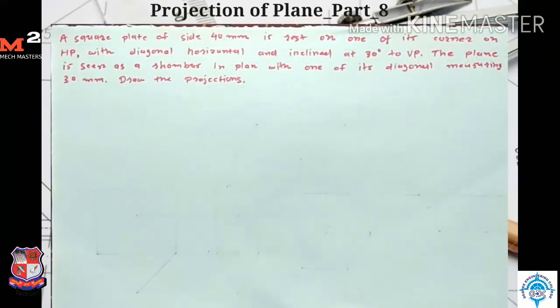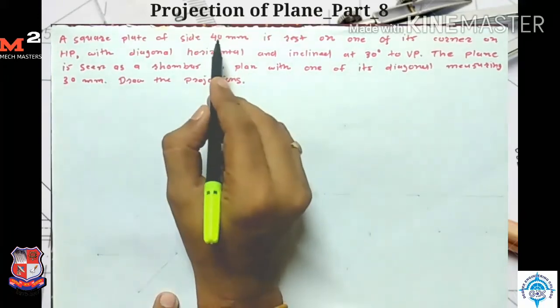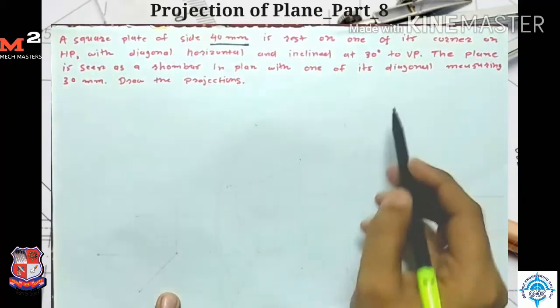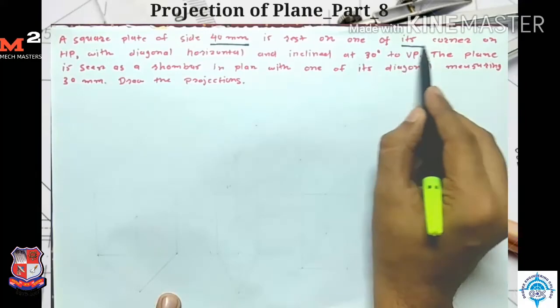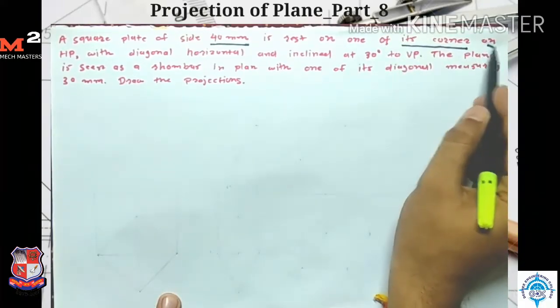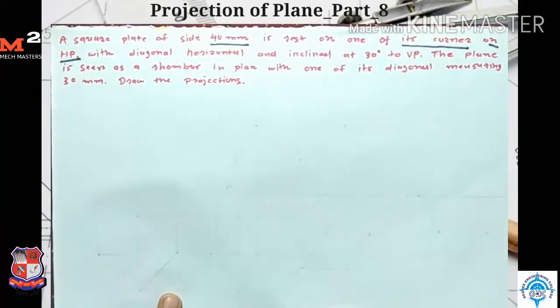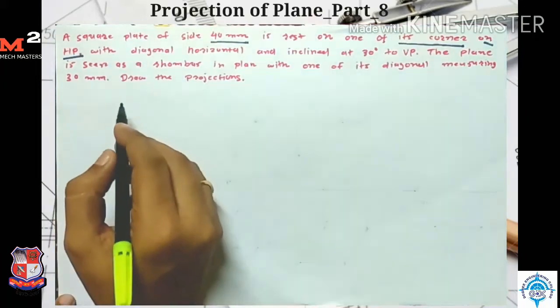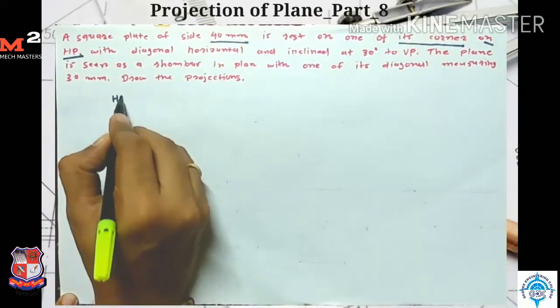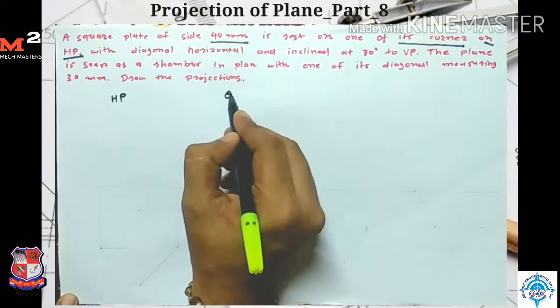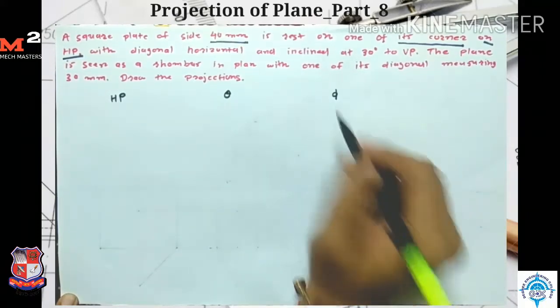Good morning friends. Today we are going to solve the problem of square plate. Okay, let's see the question. In this question, given that a square plate of 40 mm side is resting on one of its corner on HP. Okay, so the plane is resting on HP. So I write down here first stage for HP, second stage for theta, and third stage for phi.